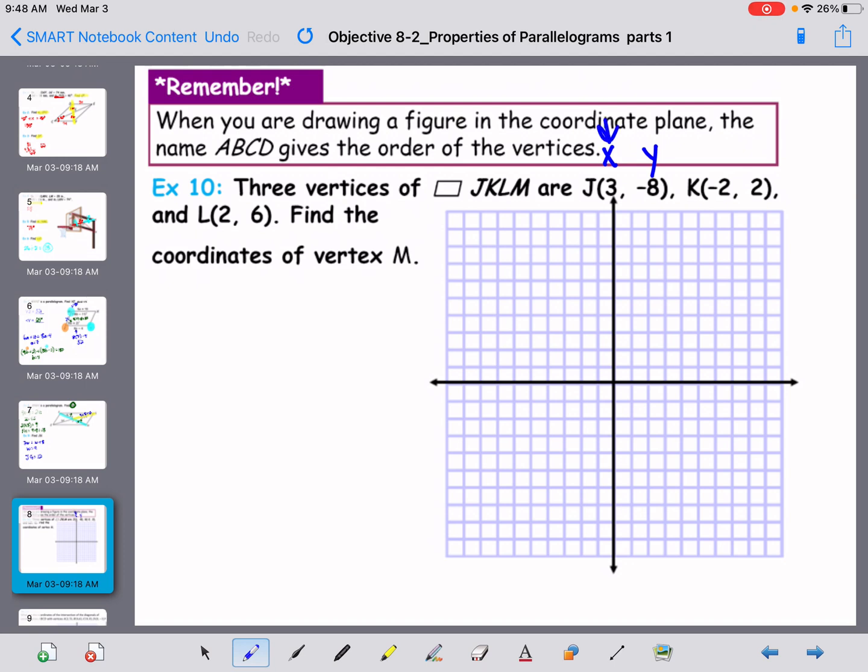So I'm going to graph point J. 1, 2, 3, then 1, 2, 3, 4, 5, 6, 7, 8. So there is J. It is at 3, -8. K is at -2, 2. 1, 2, 1, 2. L is at 2, 6.